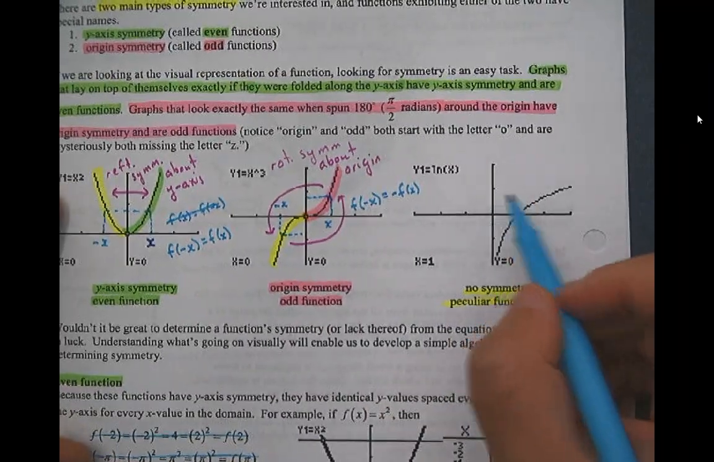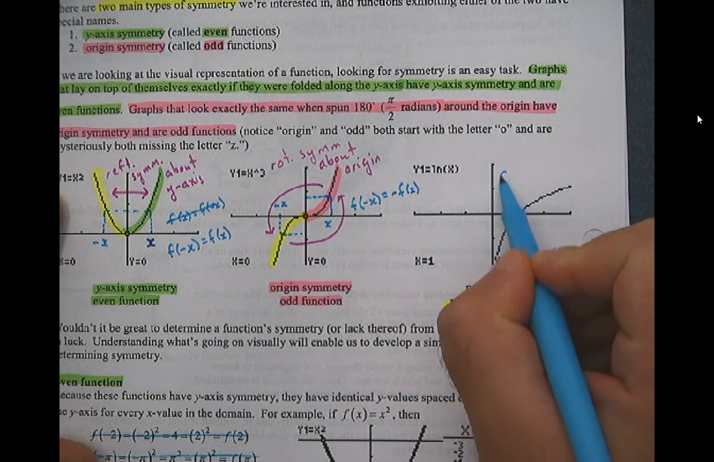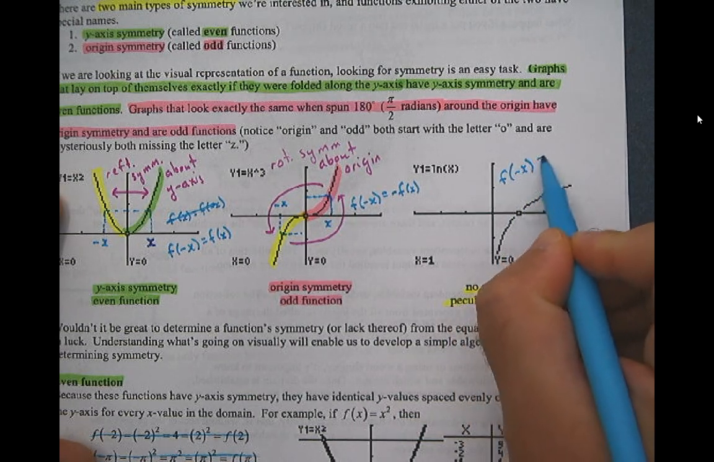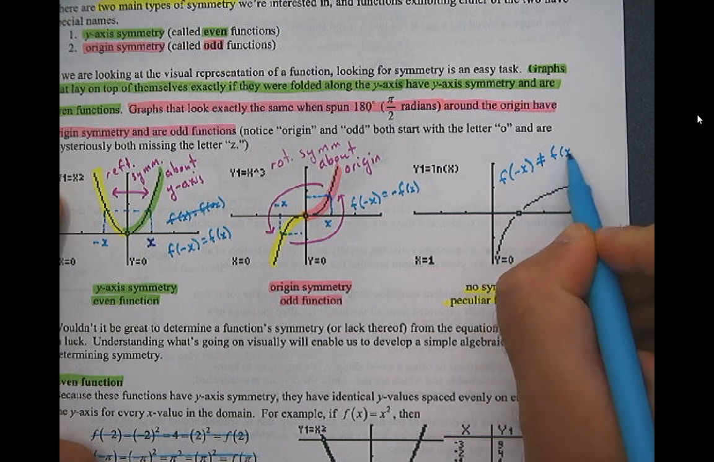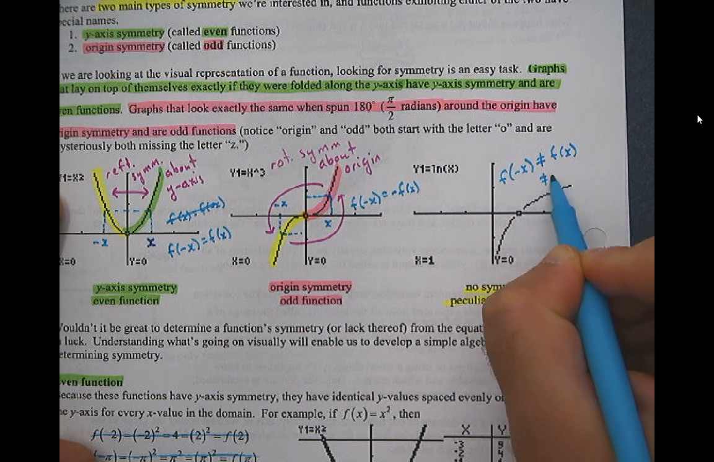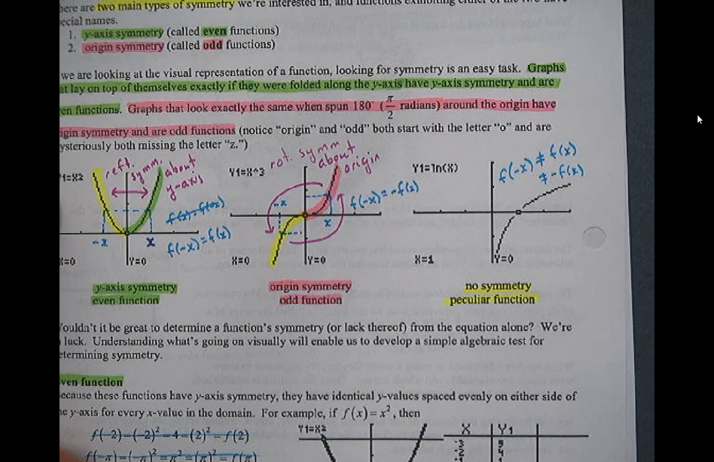Now what do you get when you're talking about a neither? I still plug in negative x, but that doesn't equal f of x, nor does it equal negative f of x. Neither of those is true.